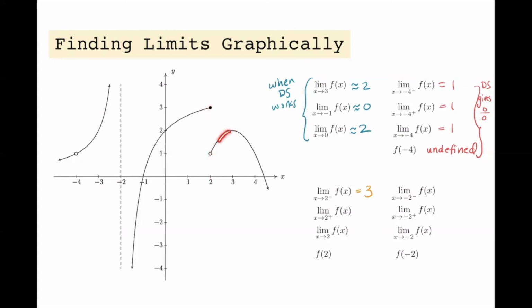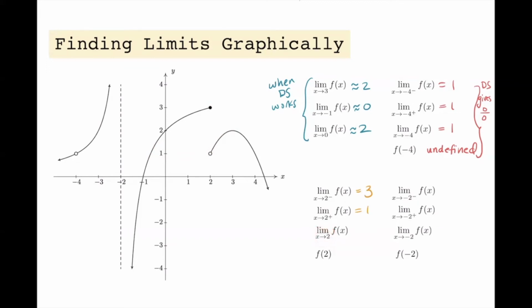Now it looks like the y values here are approaching something different. Right, we have a 1 that it looks like we should be heading towards. So the right-sided limit, or the right-handed limit, as you approach 2 should be 1. Now this third one here is the two-sided limit as x approaches 2.